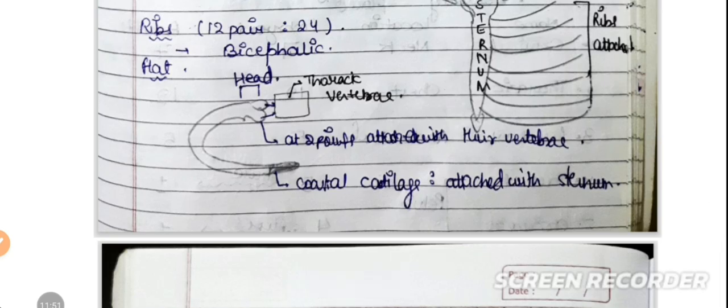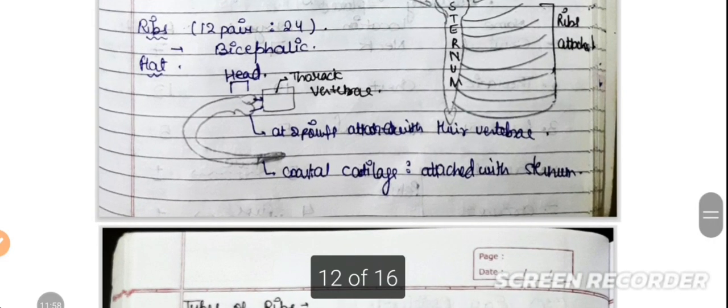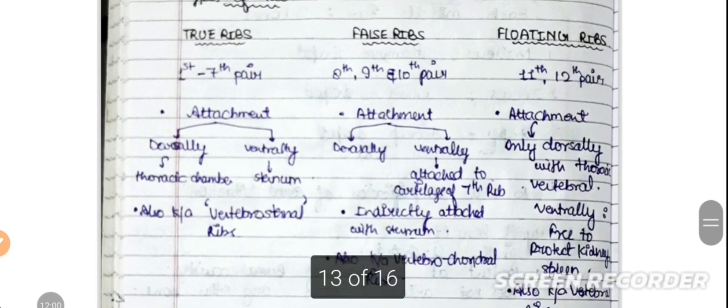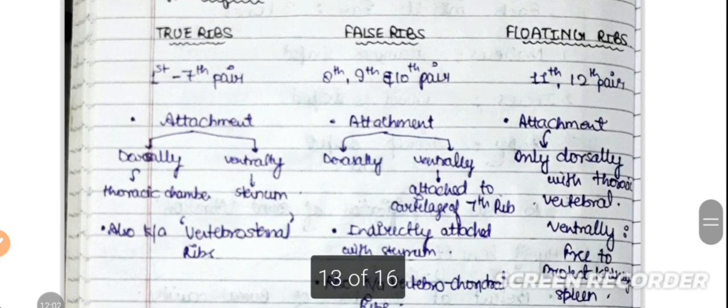That is why they are said to be bicephalic. And after that, we have the costal cartilage attached with the sternum. Now let's talk about types of ribs. There are 3 types of ribs: basically the true ribs, false ribs and the floating ribs. When we talk about true ribs, these are the first to the 7th pair of ribs present in our body.